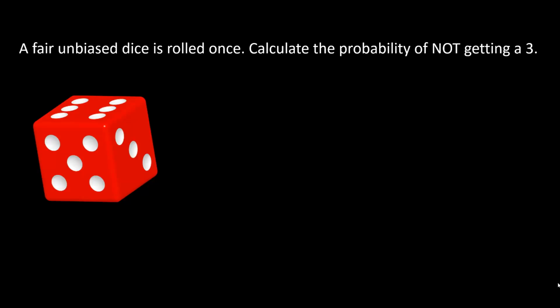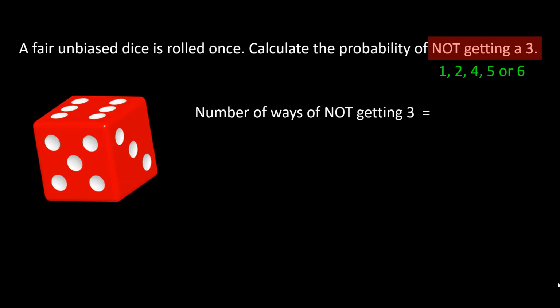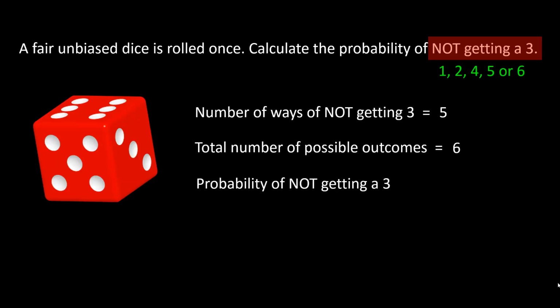Now the next one, it says we roll the dice once, calculate the probability of not getting a 3. So the number of ways of not getting a 3. So that means 1, 2, 4, 5 or 6. Well, there's 5 ways of not getting a 3. Total number of possible outcomes, that's 6. So the probability of not getting a 3, and we've got some funny notation here. We write P(3), but we put a line or a bar over the 3, and that means the probability of not getting a 3. So just that little bar on the top means not. So the probability of not getting a 3 is 5 out of 6.